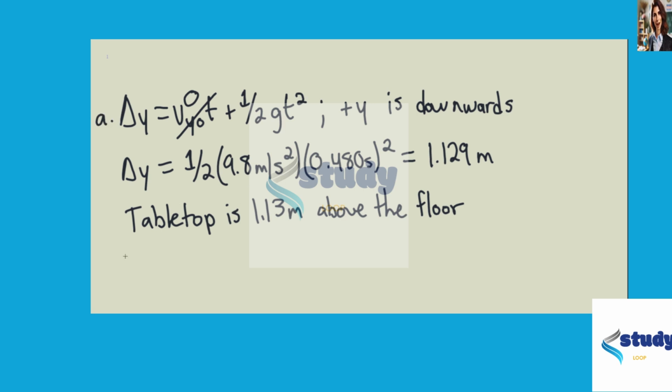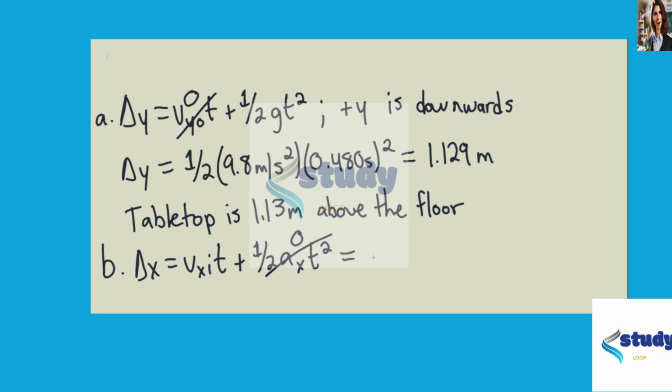And for part B, delta x is equal to Vx initial times t plus 1/2 ax t squared. Here, the book is in free fall, so there's no acceleration in the x direction. We can eliminate the acceleration in the x direction, and we can eliminate this entire term.